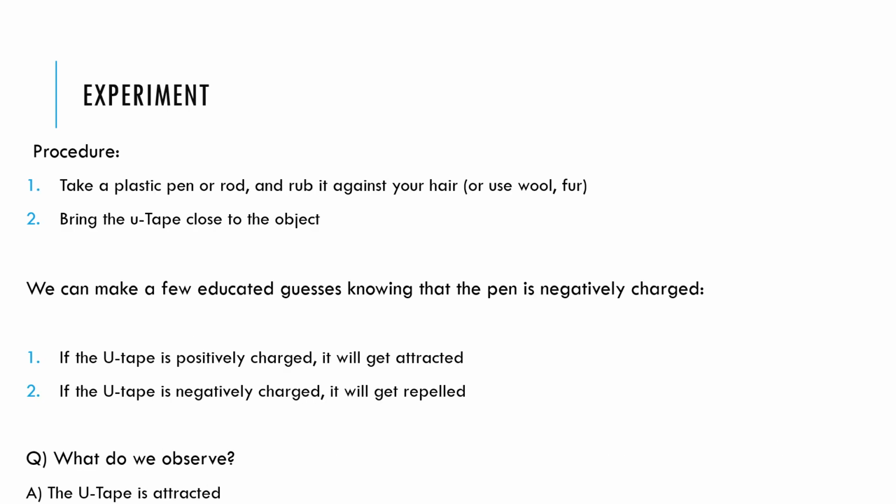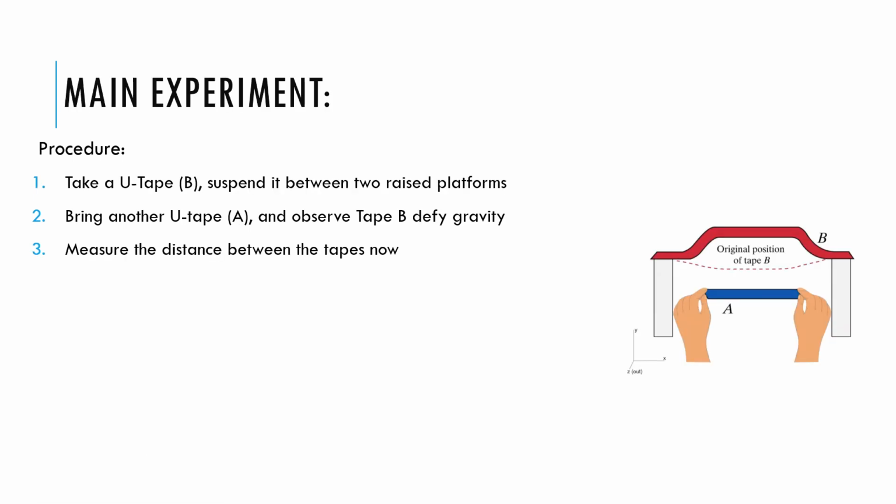If we take a plastic pen or a rod and rub it against our hair, we create negative charge. And if we bring the U-tape close to the object, we observe that it gets attracted. Hence, the U-tape must be positively charged.